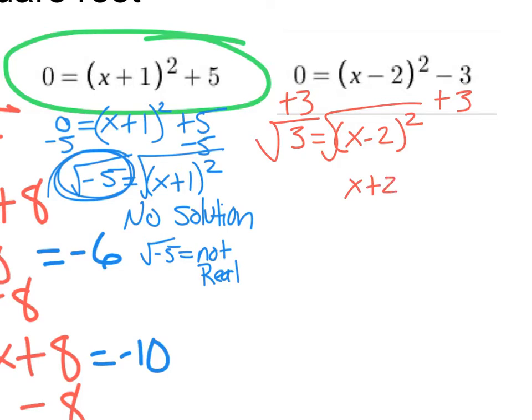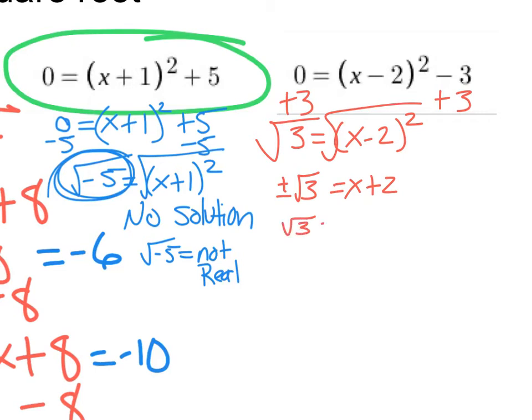So we're looking for x plus 2 to equal, and now 3 doesn't have a nice square root, so we're going to have to leave it as plus or minus the square root of 3. And that's fine. The square root of 3 is a real number. It's irrational, but it is real, so we can use that. So let's split it up into two different things.